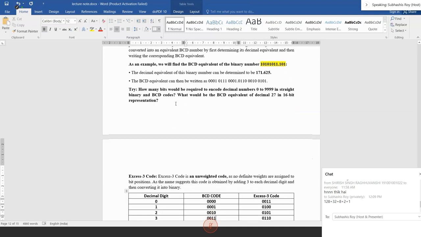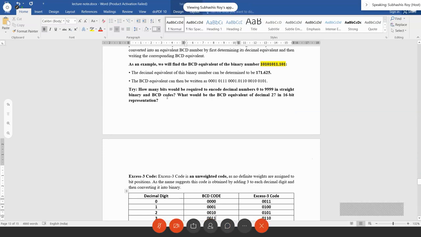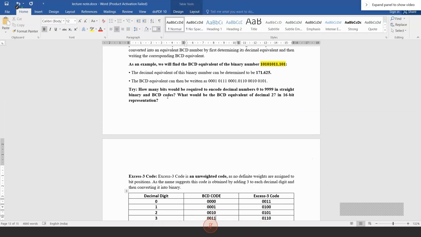Try by yourself. This is the problem for your side. How many bits would be required to encode a decimal number from 0 to 49 in straight binary? Straight binary means normal binary, and in BCD code. So the question is how many bits are required if you convert a number from 0 to 49 into binary format or BCD code format. You just need to answer the number of bits.